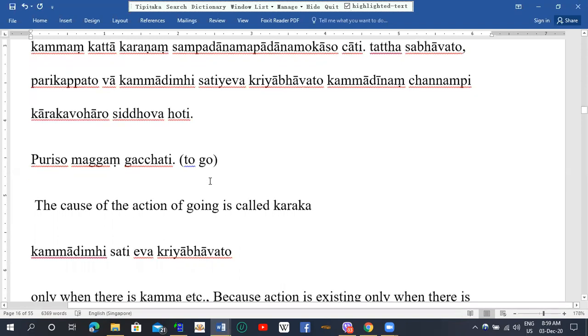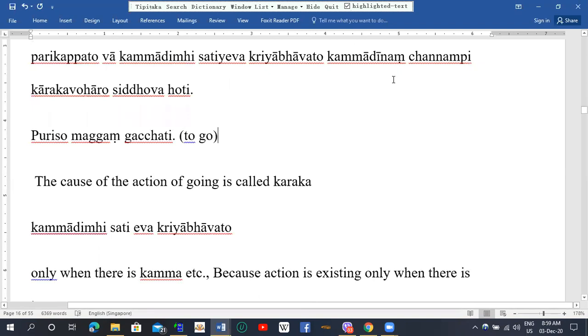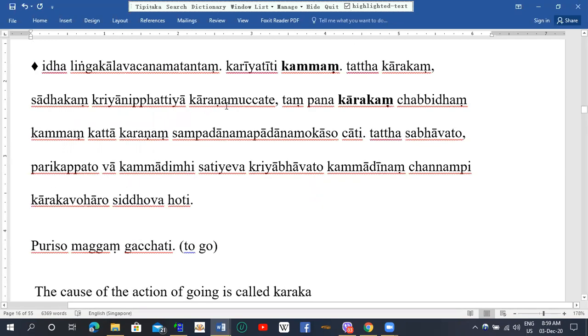Okay, if so, yeah. Tatha karakam sarakam kriya nipatiya karanam karanam auchate. Okay. Tatha bhavata bhikabhato wa kamatemi satiye wa kariya bhavato kamatina sana bhikarka oharo saito. Okay, yeah, you should understand kama, katu, karana, sampadana, apadana, okasa, diakho karaka. Why diakho karaka?